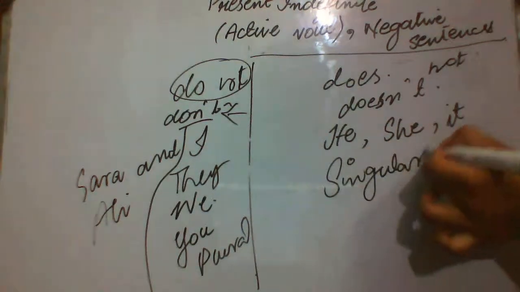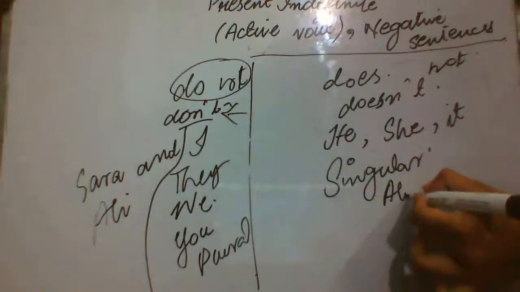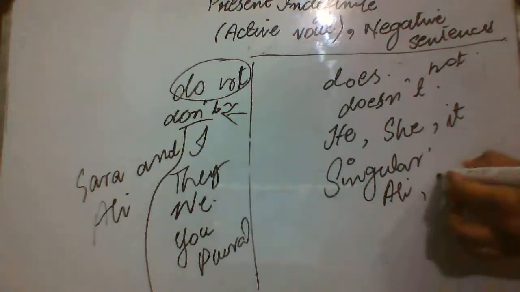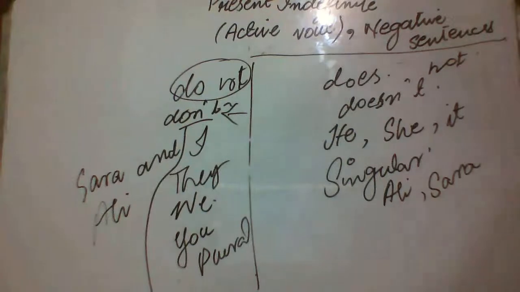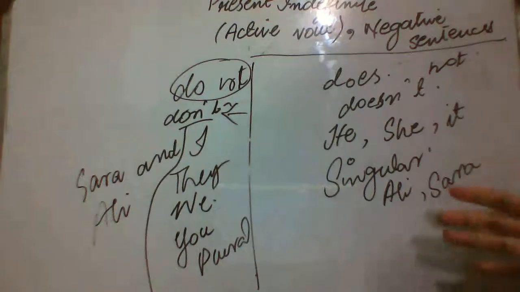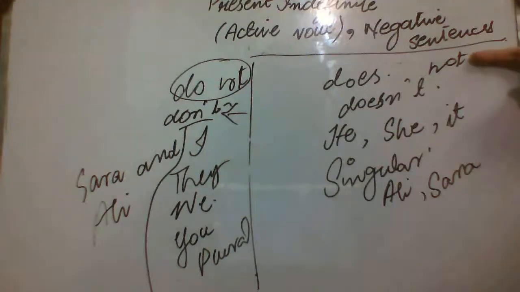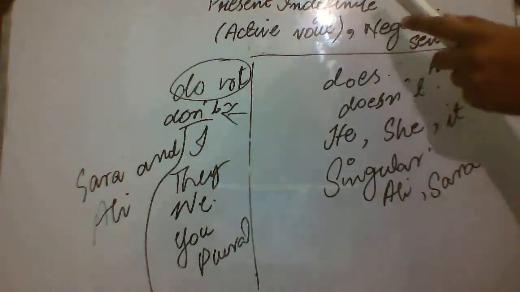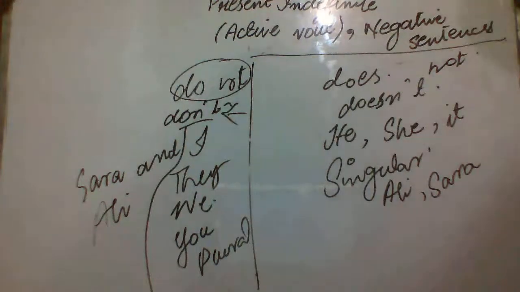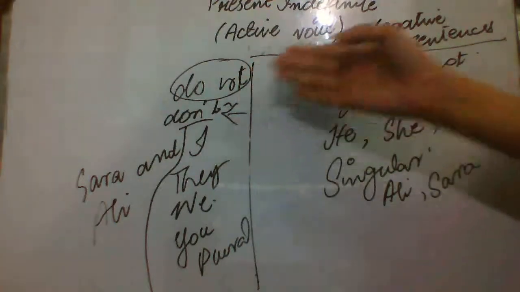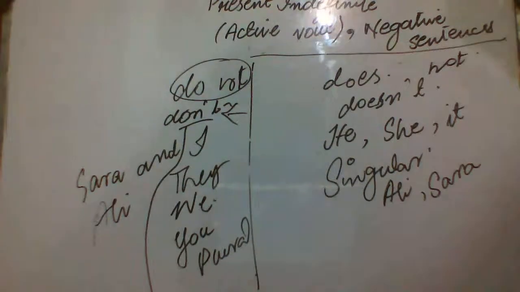Singular names or nouns, maybe Ollie does not want to eat it, or Sarah does not want to eat it. Okay, I hope now you guys know where we're going to use do not and where we're going to use does not in negative sentences in the present indefinite. The use of do and does is obviously always with the present indefinite tense. So let's go for a short recap of where to use do not and where to use does not.